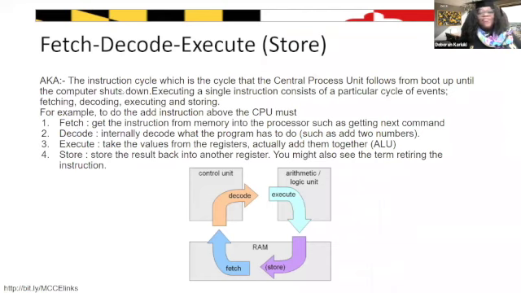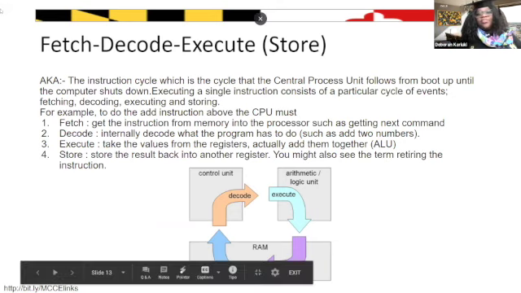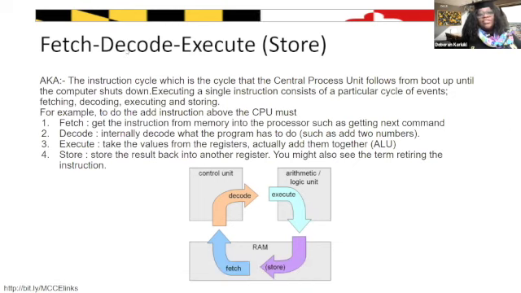This is specifically written into the information that Nick read to you. So the fetch, decode, and execute, you are required to know that. That is the fetch, decode, execute cycle, the instruction cycle, which is the cycle that the central processing unit follows from boot up until the computer shuts down. Executing a single instruction consists of a particular cycle of events.